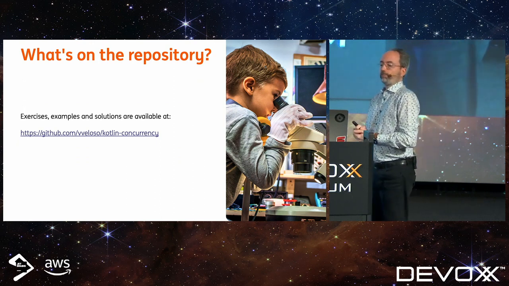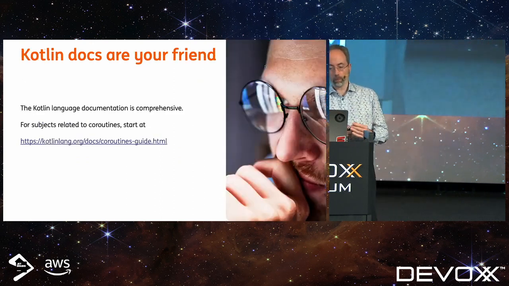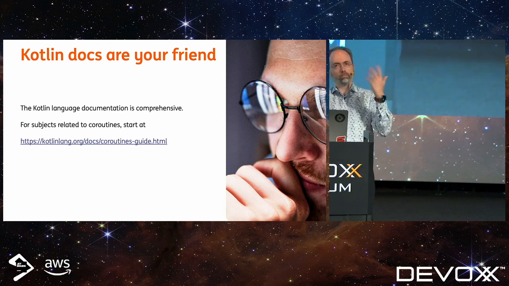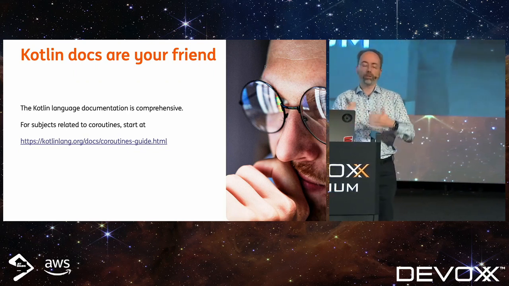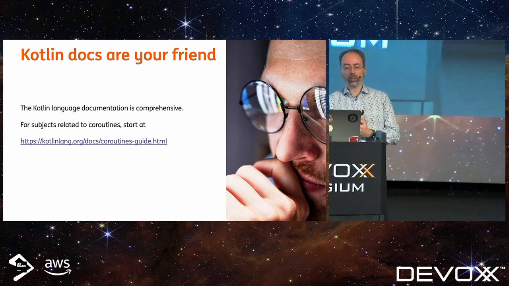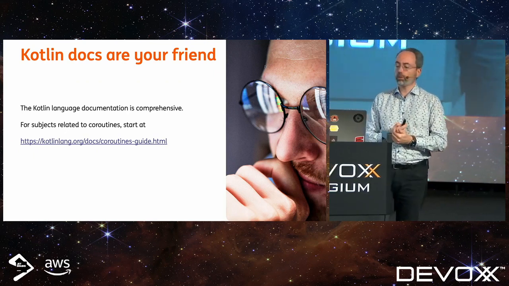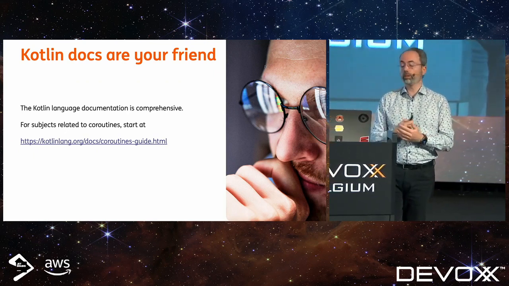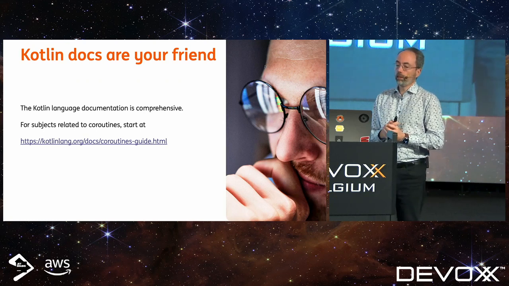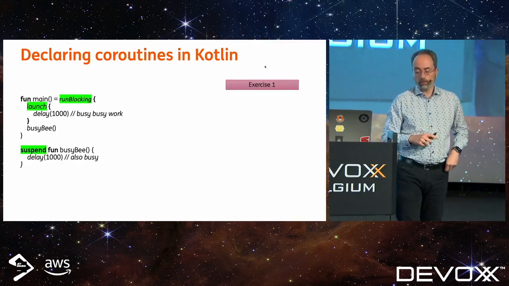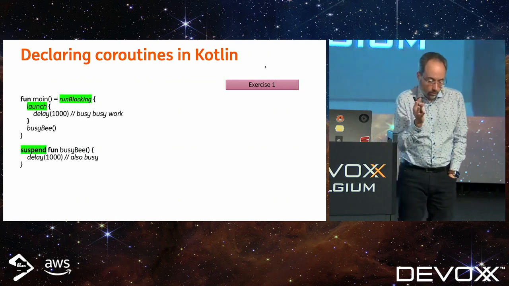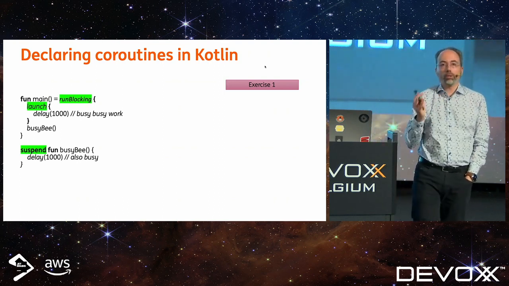All right. Of course, after this, when you decide to go deeper in coroutines, obviously the documentation is always your friend, and it is updated. And now we take a look at how exactly we declare coroutines in Kotlin.